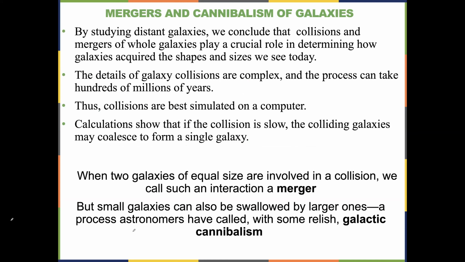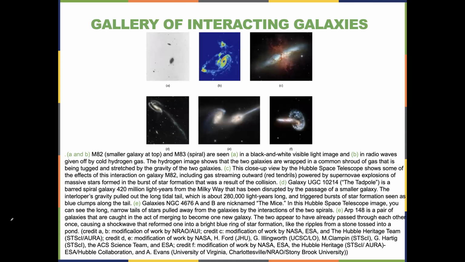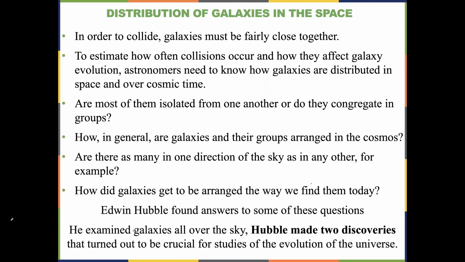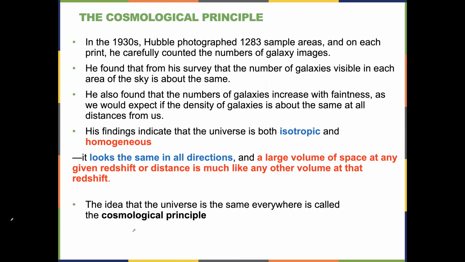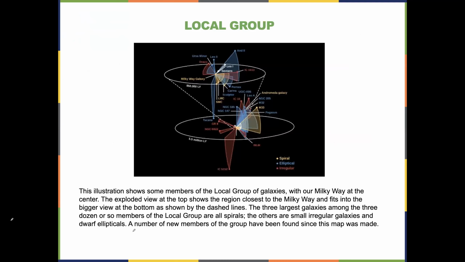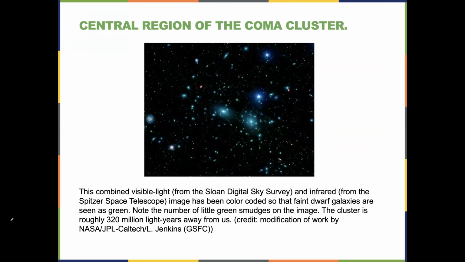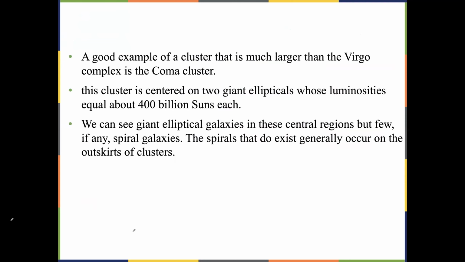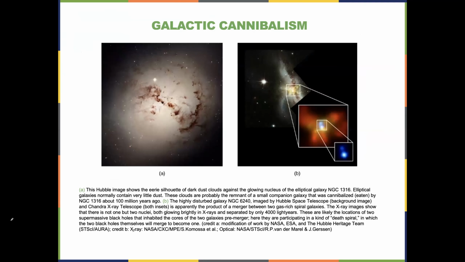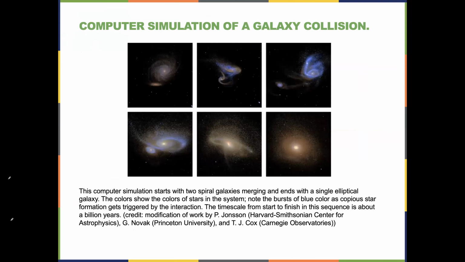Now, I feel that this may be a good point to stop today. Does anybody have any questions up to here? Because what we are going to talk about in the next step is galaxy mergers and something called cannibalism of galaxies, and then the distribution of galaxies in space, which is about galaxy clusters, and then the cosmological principle, the local group of galaxies, those kinds of things, right? So I'm going to stop today at this point, because I can start directly talking about galaxy clusters on the next day. Right? Does anybody have any questions up to this point?